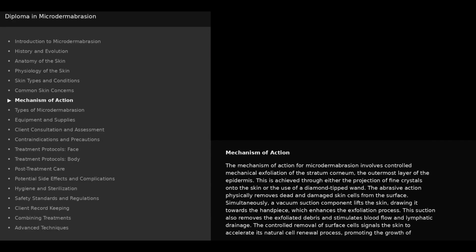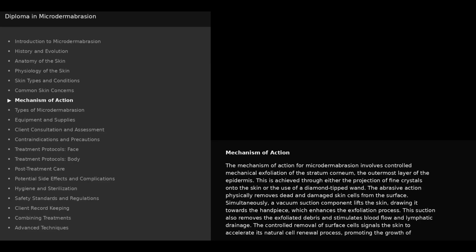Mechanism of action. The mechanism of action for microdermabrasion involves controlled mechanical exfoliation of the stratum corneum, the outermost layer of the epidermis. This is achieved through either the projection of fine crystals onto the skin or the use of a diamond-tipped wand. The abrasive action physically removes dead and damaged skin cells from the surface.